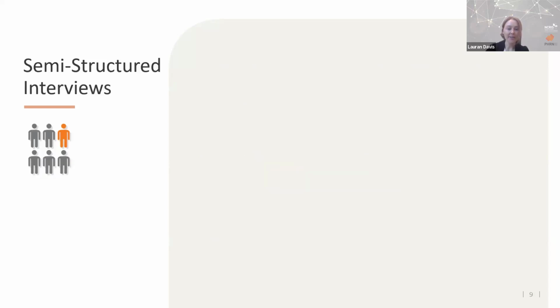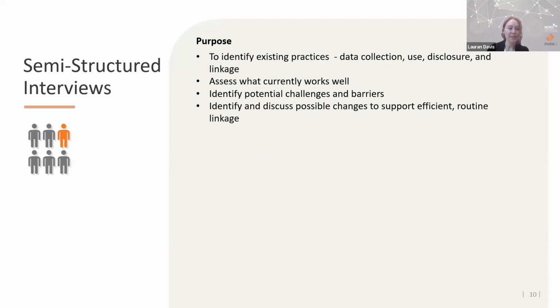Okay, so the second component of the work, as I mentioned, is the semi-structured interviews. The purpose of those is to identify the existing practices of CQRs with the data collection, use and disclosure of information. Are they undertaking linkage? If so, what's working well? What are the barriers and the challenges that they're coming across? And the idea of this is obviously to work out what changes could be made to make this more efficient or to facilitate it where there are some roadblocks in the way.